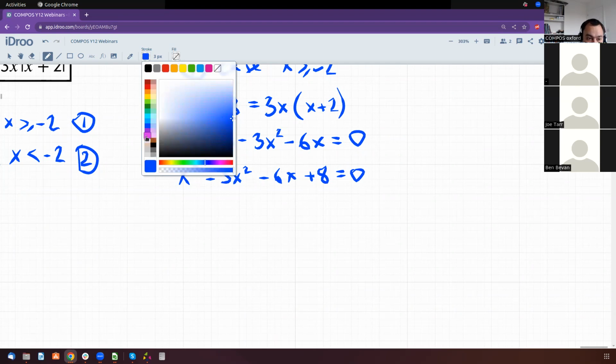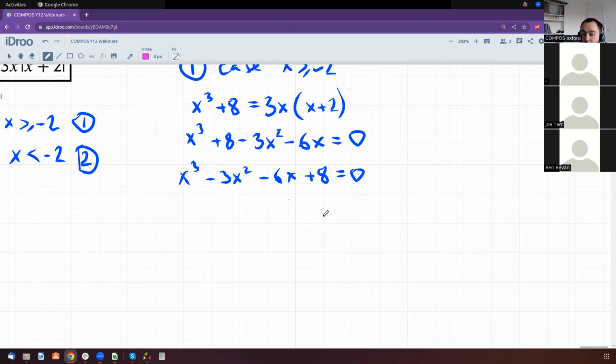factors of the term with no x. I hope you know that. If you have integer roots, they are factors of 8. So what are the factors of 8? Plus minus 1, plus minus 2, plus minus 4, plus minus 8. Hopefully we won't need to get to 8.